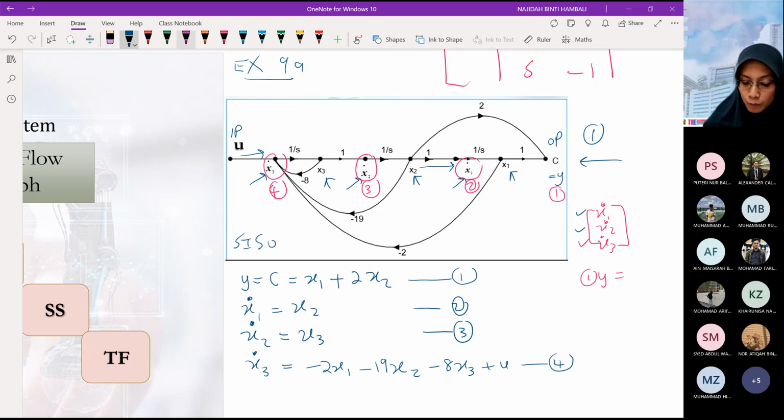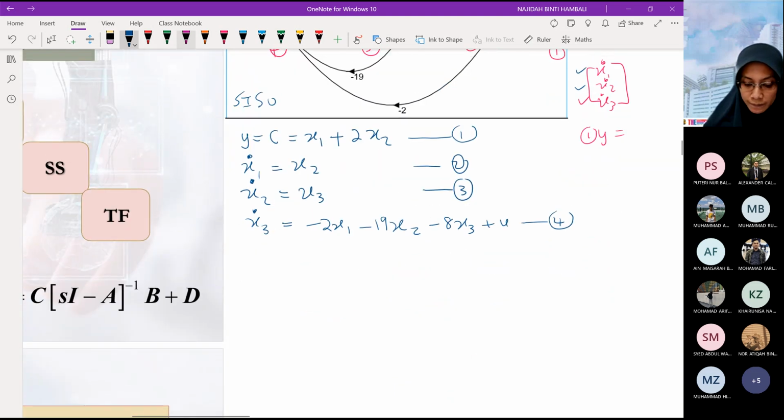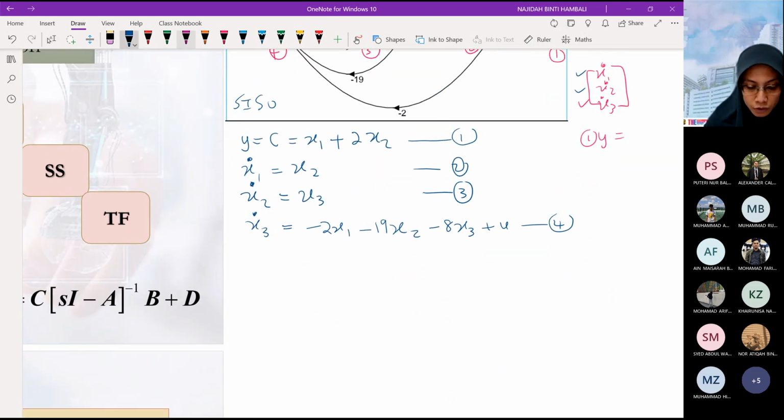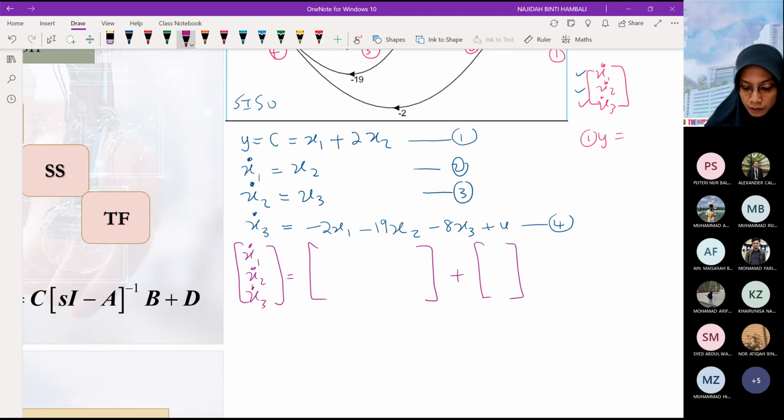Okay, done. Dah boleh construct you punya matrix. Okay, so construct you punya matrix X1 dot, X2 dot, X3 dot. Yang ni you dah faham dah, you dah boleh buat cepat dah. Plus B U. Y equal to, oh sorry, you kena ada this one, X1, X2, X3. This one pun sama.